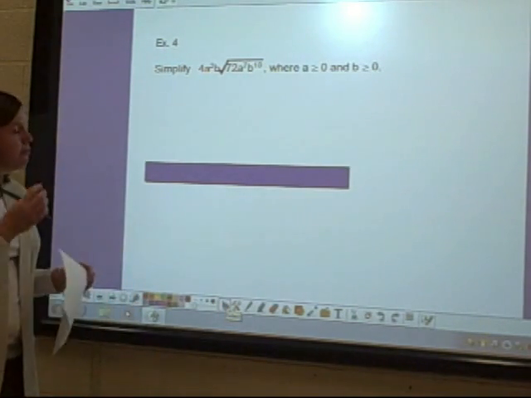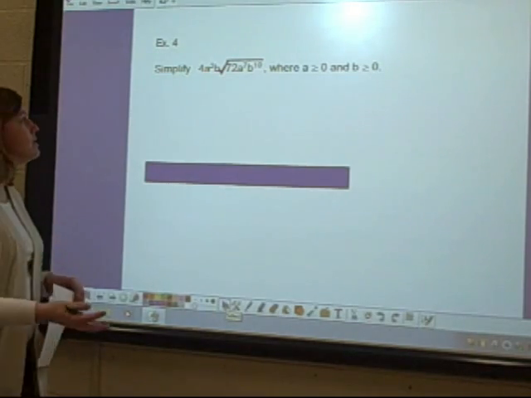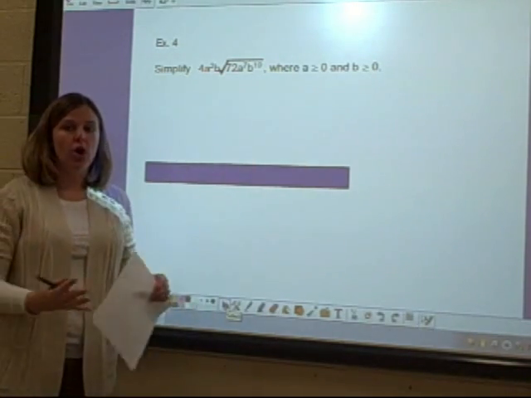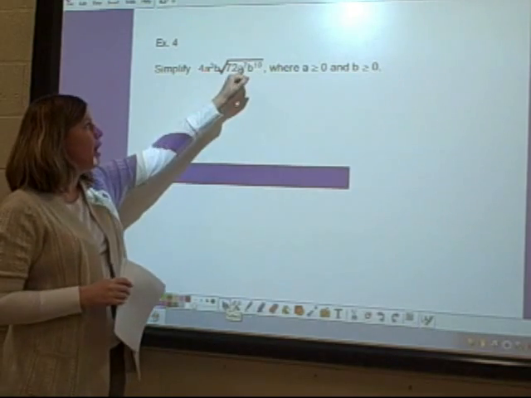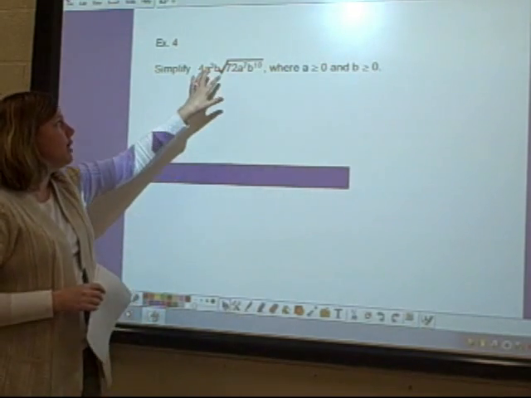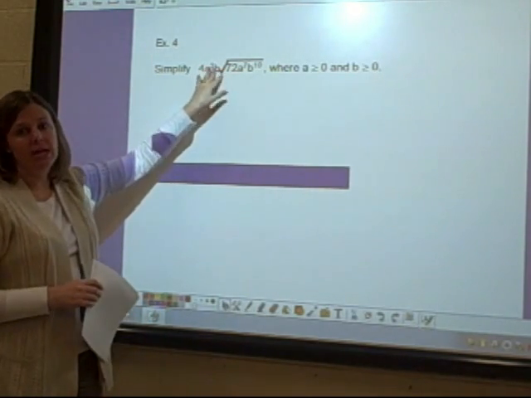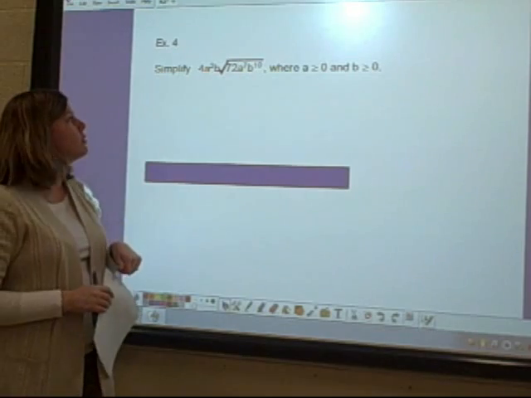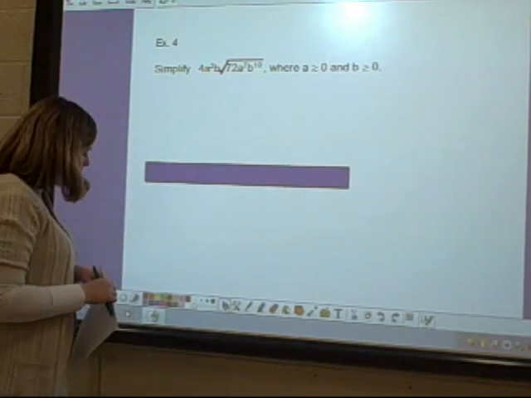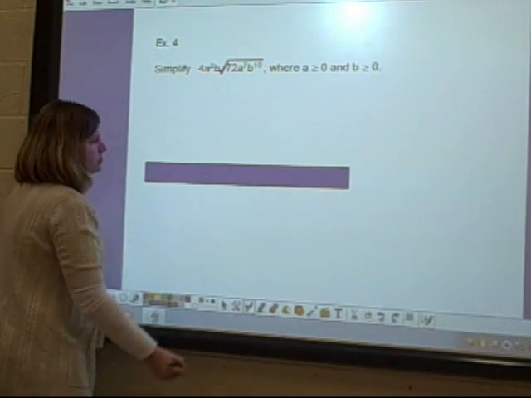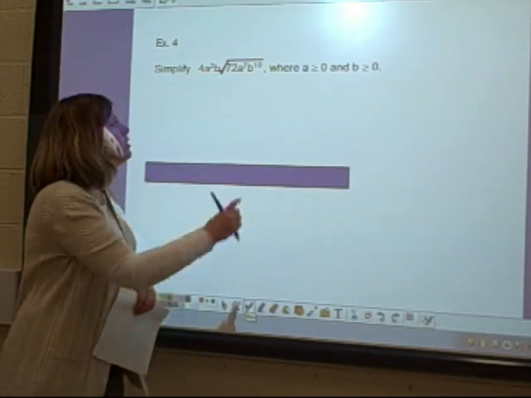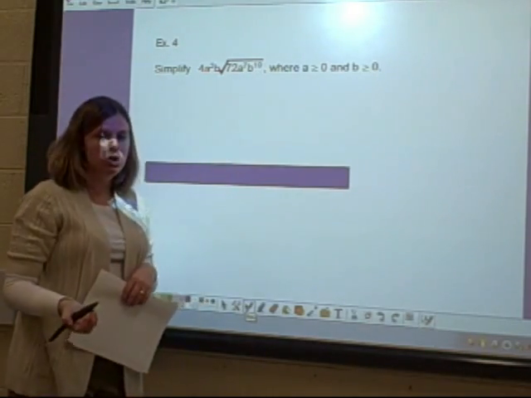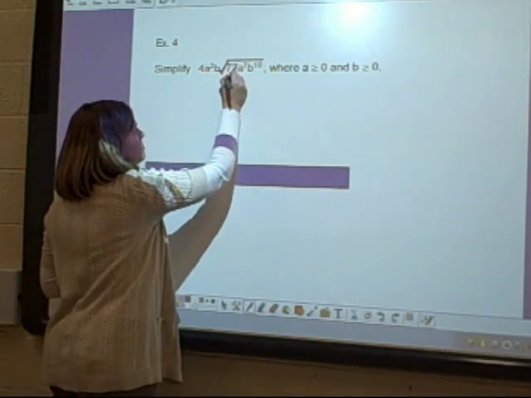In example 4, which is our last example, we're simplifying and we're kind of putting it all together. So we've got even exponents, we've got odd exponents, we've got numbers, variables, and exponents on the outside of the square root. So if we look at this particular problem, I always work with my number that's under the radical first. So the very first thing I want to do is try to break down 72.